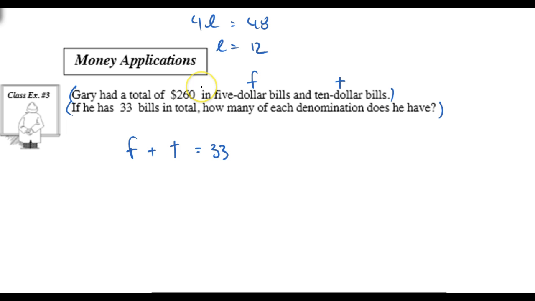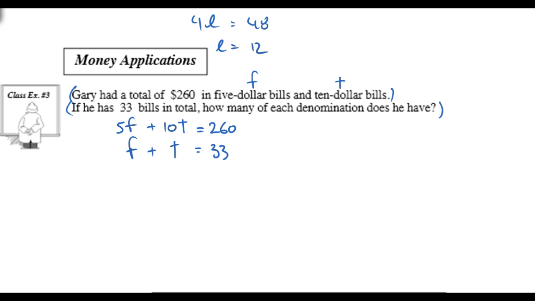Now the value of all this money is $260. So how much money does he have in $5 bills? Well, he has 5 times F. However many $5 bills he has, let's say he has 20 bills, 5 times 20 would be $100 in $5 bills. And then 10 times T for the value of the $10 bills, and that total value is going to be $260.